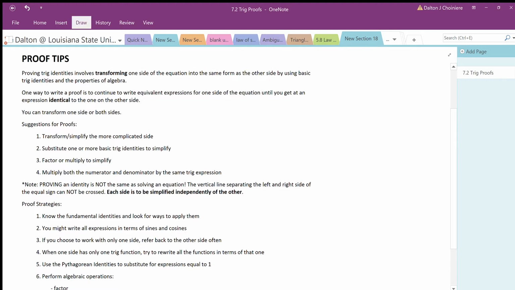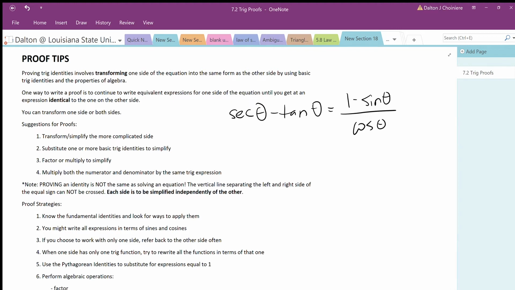So here's basically what you're going to be getting yourself into. Your first proof for today is going to look like this. It's going to say, prove that the secant of theta, you don't need to write this down, minus the tangent of theta is equal to 1 minus sine theta over cosine theta. So you have to prove that these two things are equivalent to each other. And yesterday, those of you that were here and actually listened, you opened up the back of your textbook and you saw what sample answers look like for these proofs.